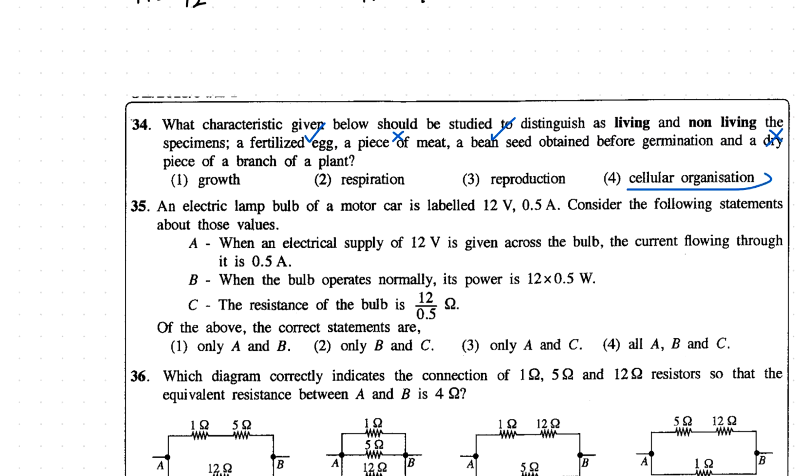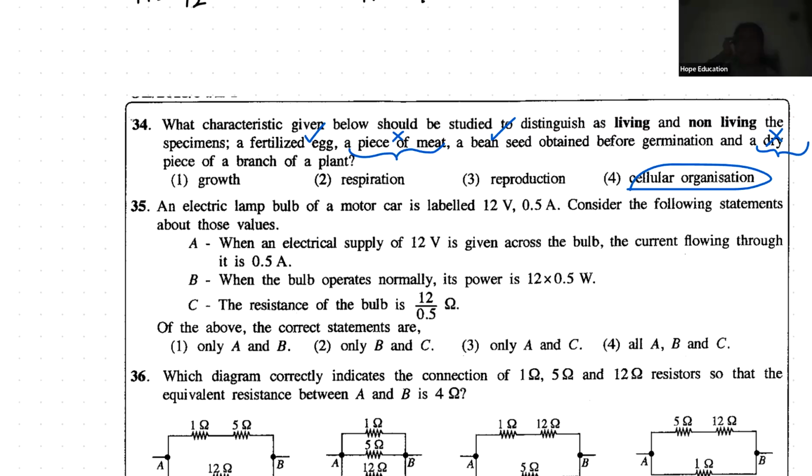If you take cellular organization, the problem is that the fertilized egg has cellular organization, and the bean seed has cellular organization, but the meat also has cellular organization, and the dry piece of a branch also has it. Even though meat and dry branch are non-living, they came from living organisms. If you take meat, let's say chicken, it's non-living but it came from an animal. Pork or beef or whatever. Even a dry branch came from a plant. So there are cells inside. The cells may not be active, but cells are there. Cellular organization you can see, so cellular organization doesn't fit either.